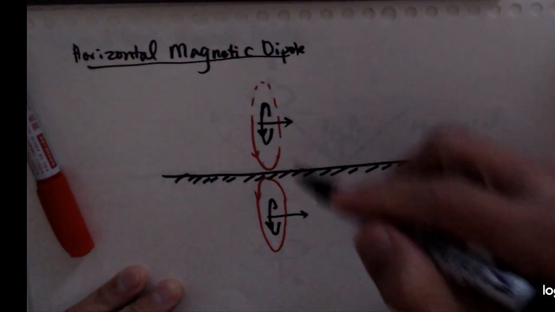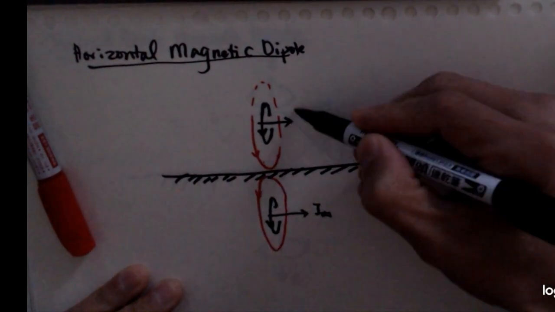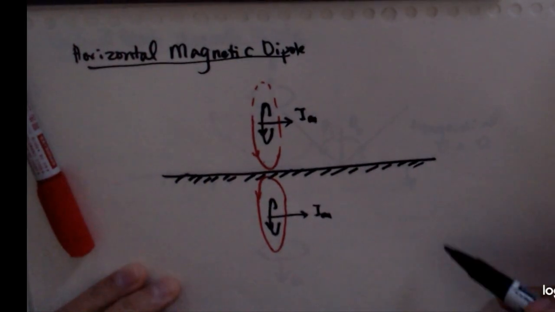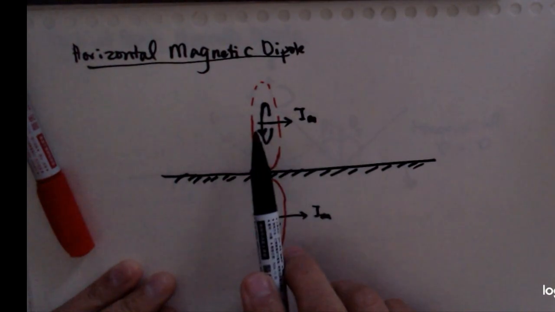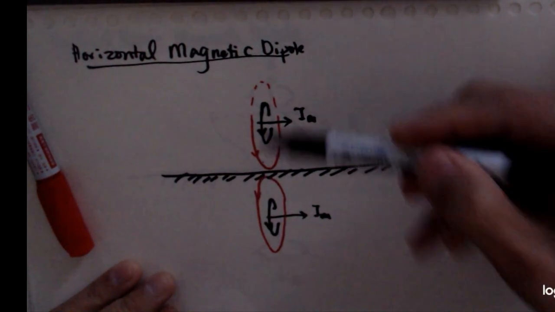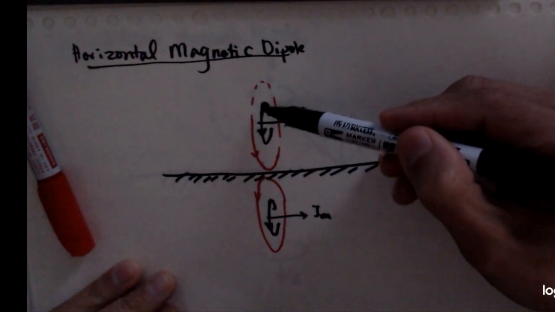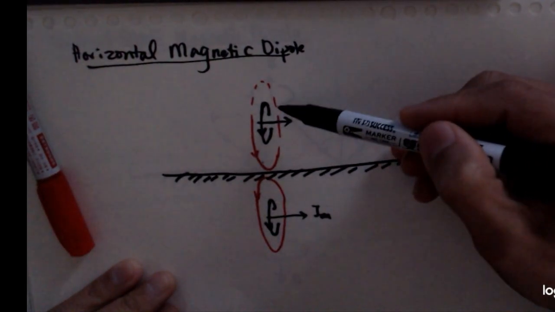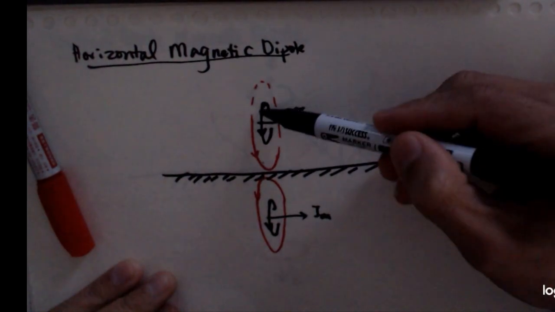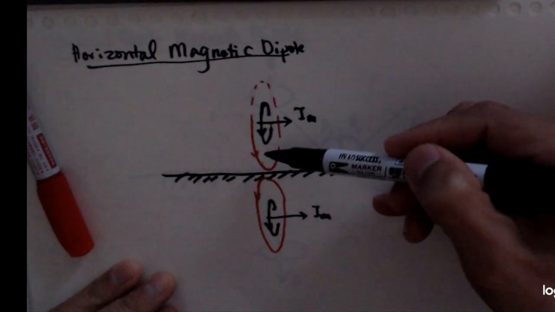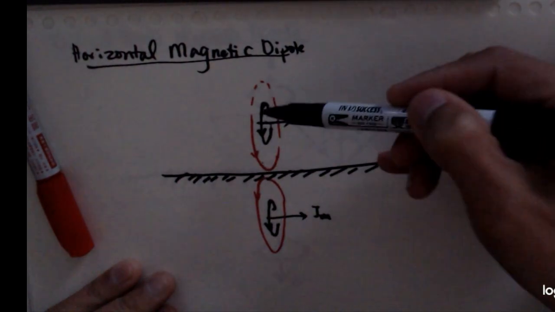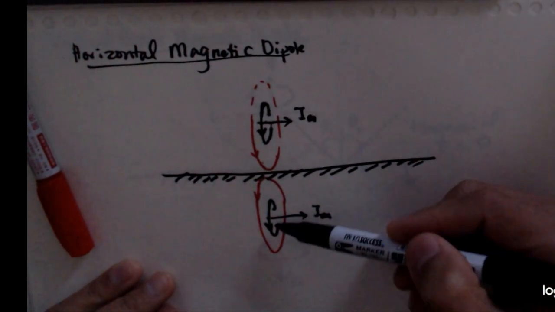So the magnetic current will be flowing in the same direction. The current loop that produces the magnetic dipole will have the same arrangement for both the physical antenna and the image antenna.